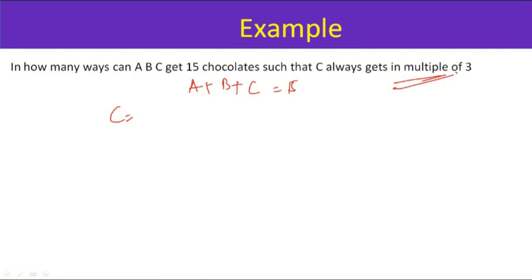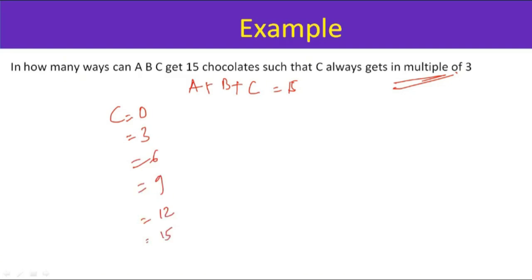People, how did you do it? Why can't I have C equal to 0? Because 0 is not a multiple of 3. Who said this? 0 is a multiple of every number. 3 into 0 is 0. So C can be 0. C can be 0, it can be 3, 6, 9, 12, and 15 as well, right?